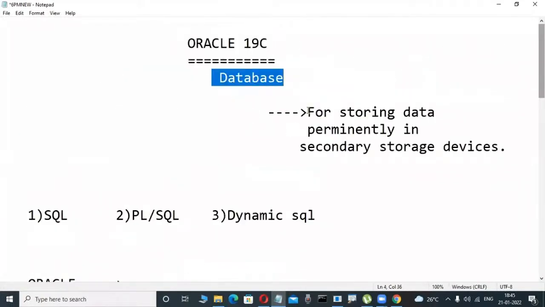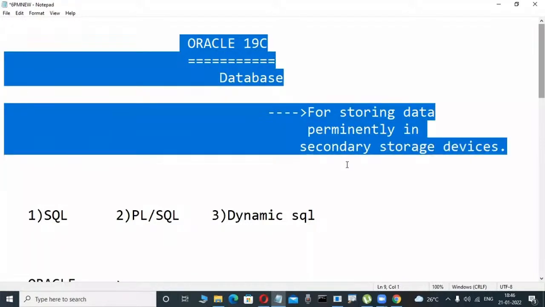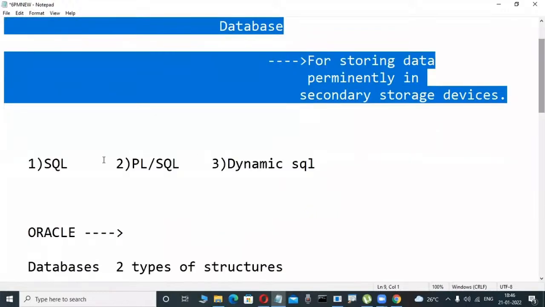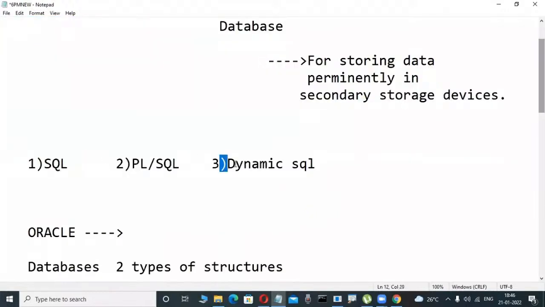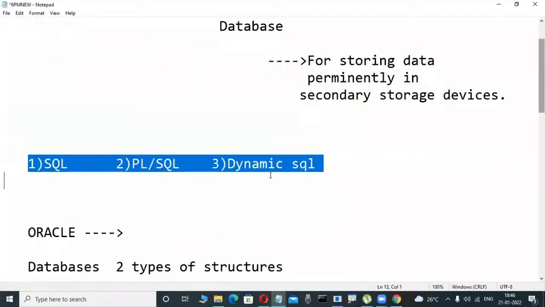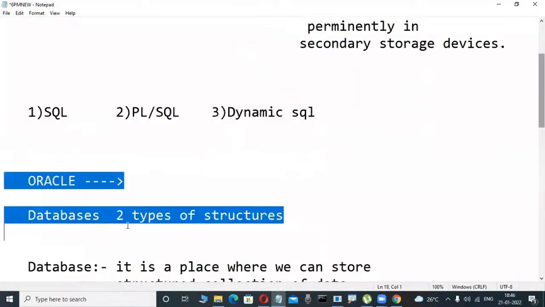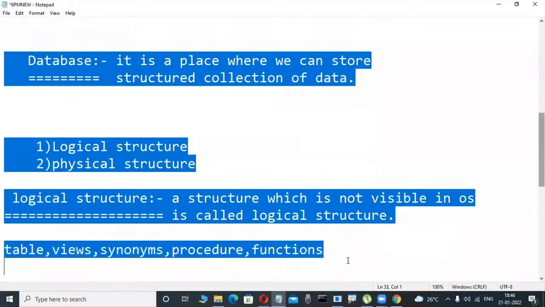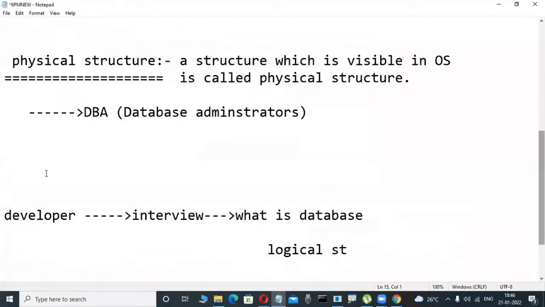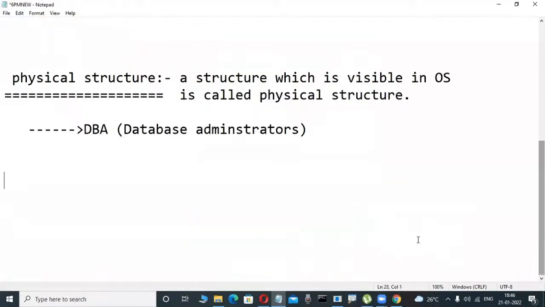What is the purpose of databases? Not only storing data permanently, but also retrieving and fetching data efficiently from that place. To operate this Oracle software, we use SQL, PL/SQL, and dynamic SQL languages. Anywhere you learn an Oracle course, these three things are taught. That is a very small thing I'm telling. Okay, fine. Now check it out. Observe it here.